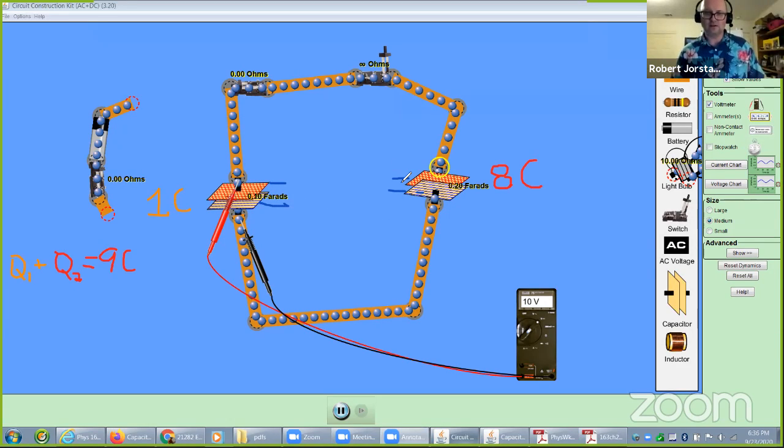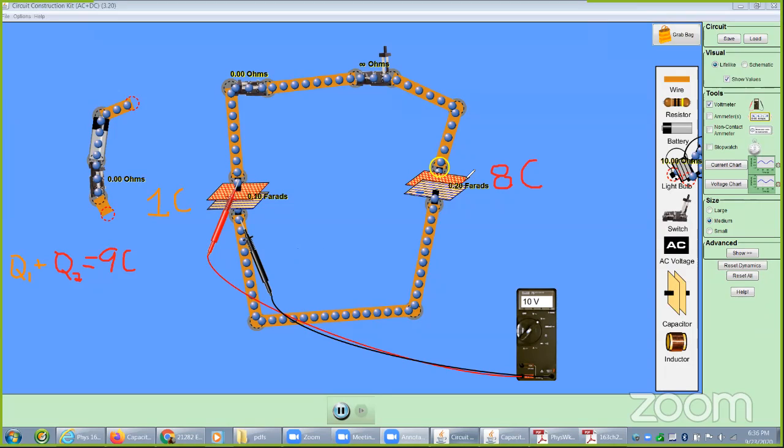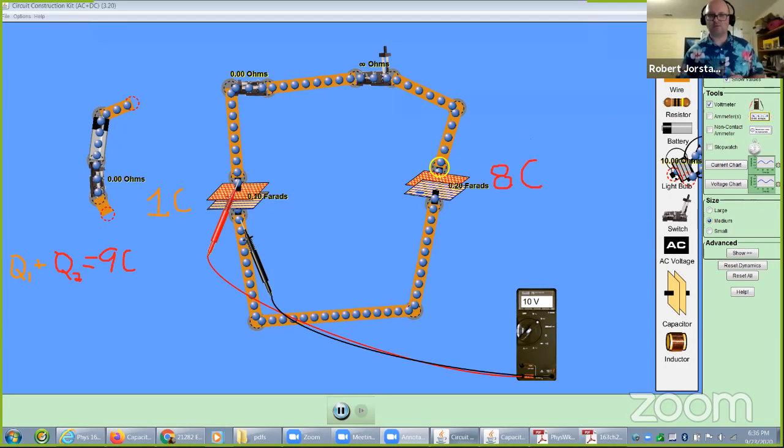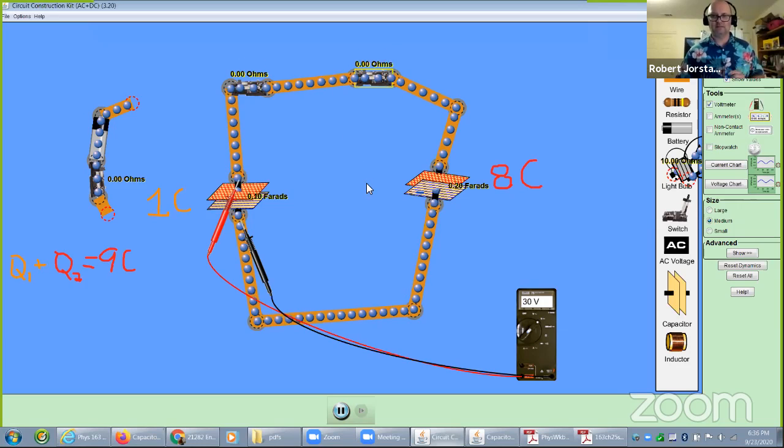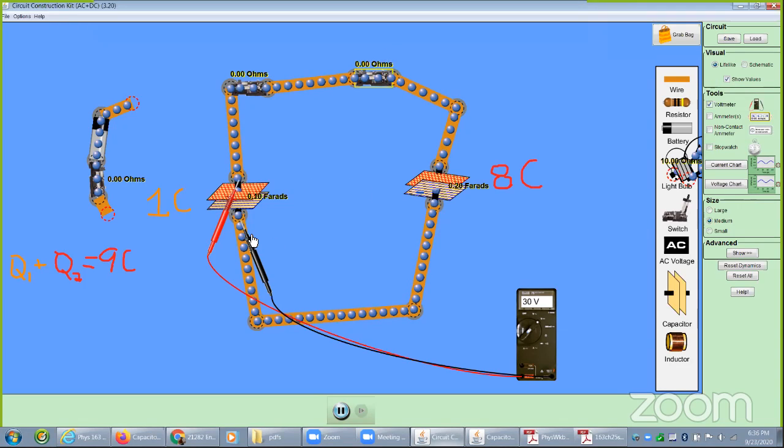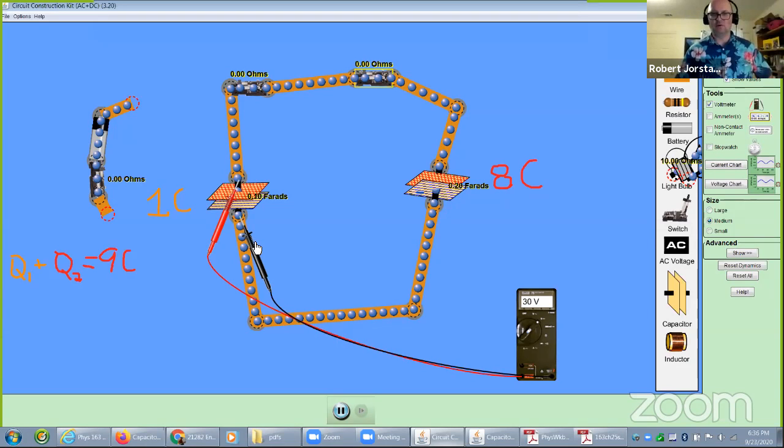So let me undo somewhere. Okay. So now when I close the switch, is there any way for excess charge to cancel out? No. So in that case, let's close the switch. How many total coulombs should I have after the fact? The same. So now look at this voltage. This one's at 30. What should the other one's voltage be at?